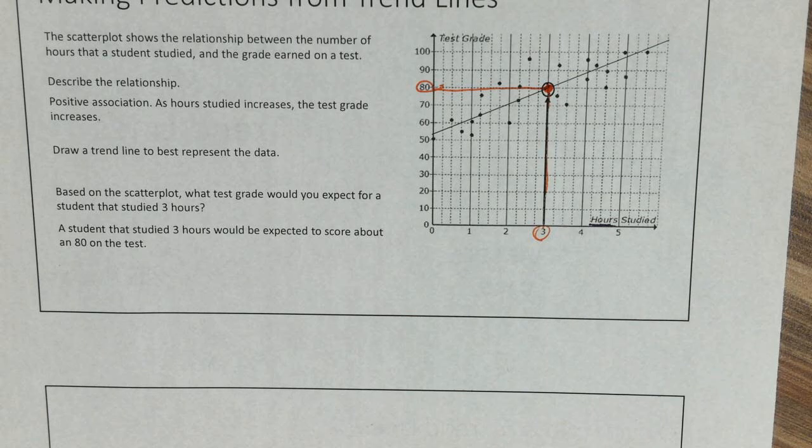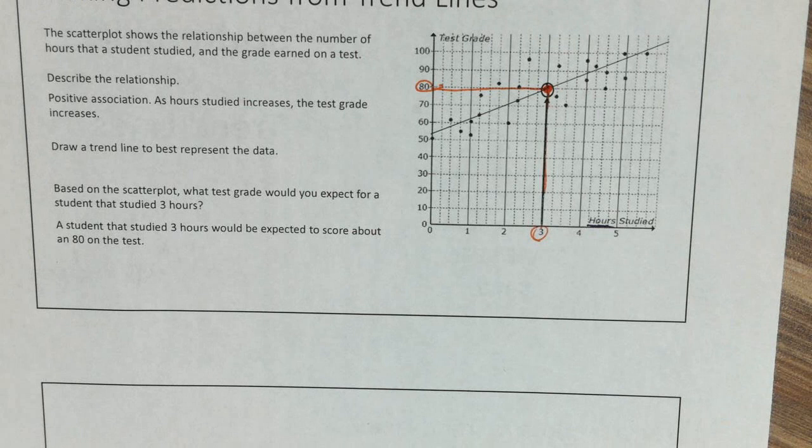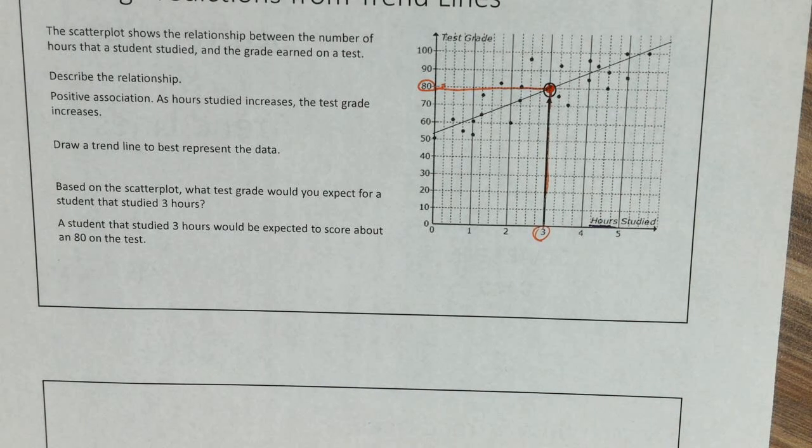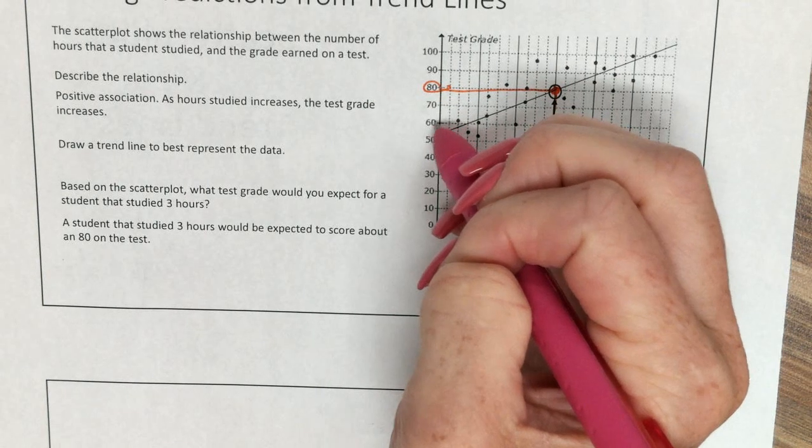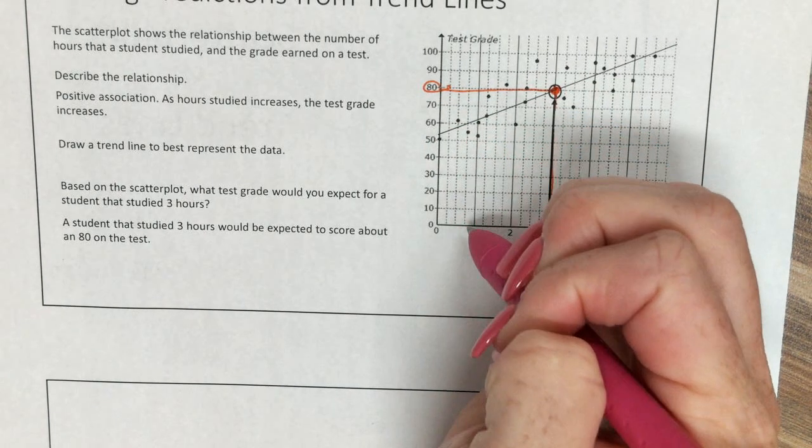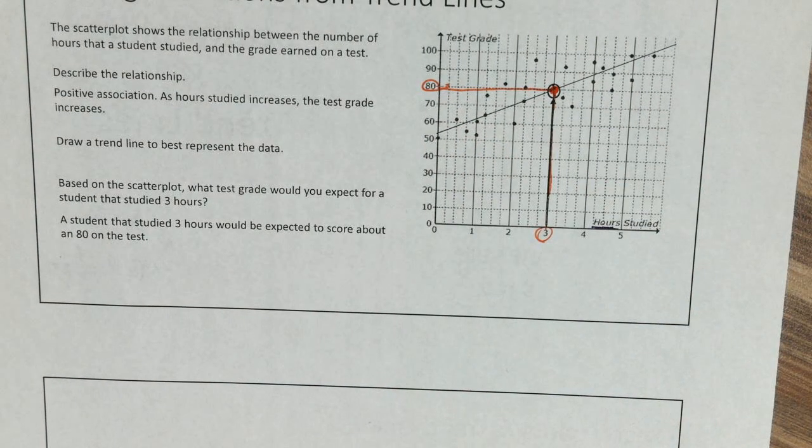They could also ask the question backwards. They could say, how many hours did a student possibly study if they made a 60? So everybody, where would I go? To 60 on what axis? On the Y. I would go here. I would go to my trend line and over, and they probably studied for less than an hour. Does that make sense? So you don't necessarily go to the x-axis every time.